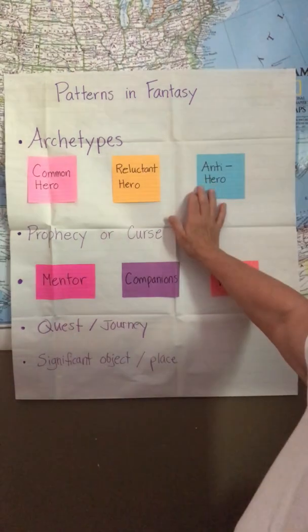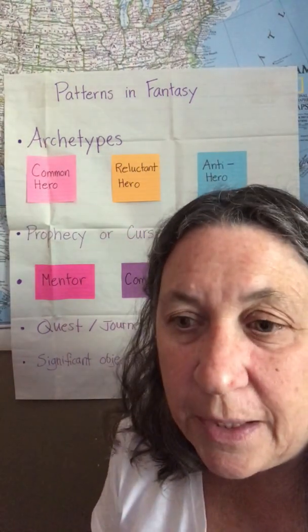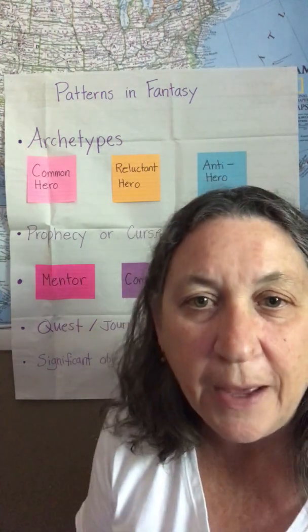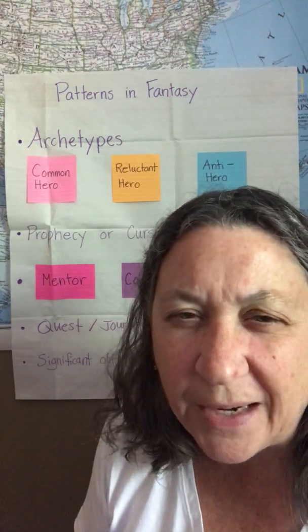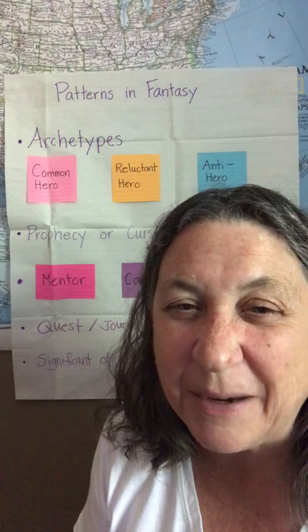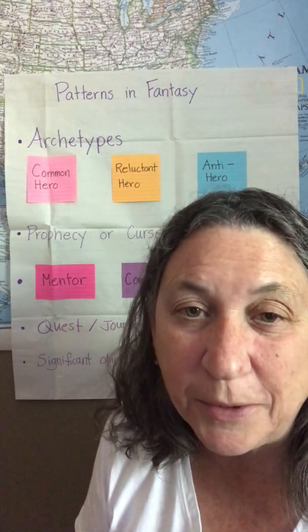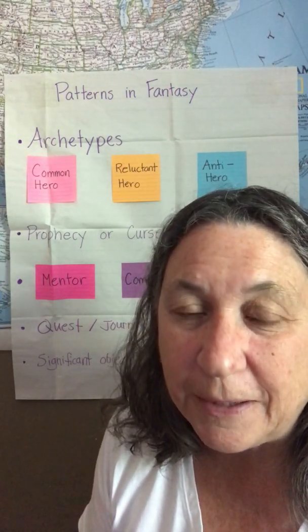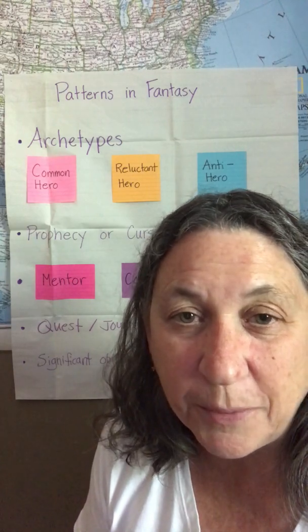Then we have the anti-hero. That is probably somebody who appears heroic, but turns out, I think Snape is the one in Harry Potter, who seems like a hero and then turns out not to be the character we thought he was.